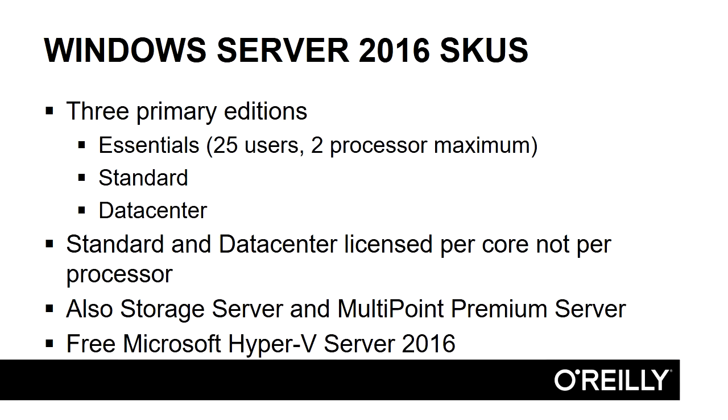This lesson covers the SKUs available for Windows Server 2016. A SKU is a stock keeping unit, an edition of Windows Server. And for Windows Server 2016, there are three primary editions. Essentials. Now, Essentials is aimed at a very small business. It has a 25 user maximum and only supports up to 2 processors.